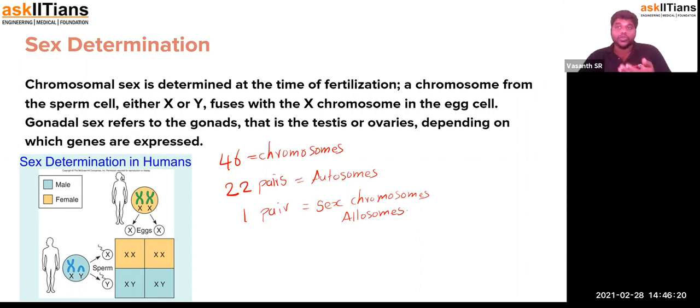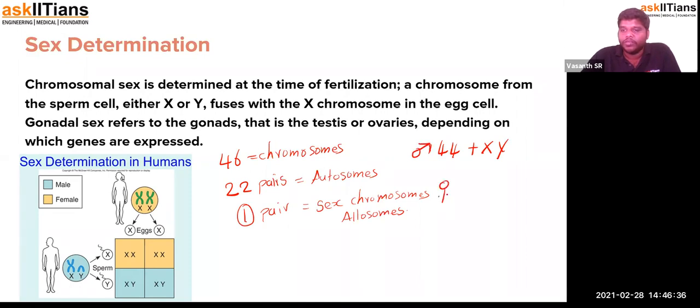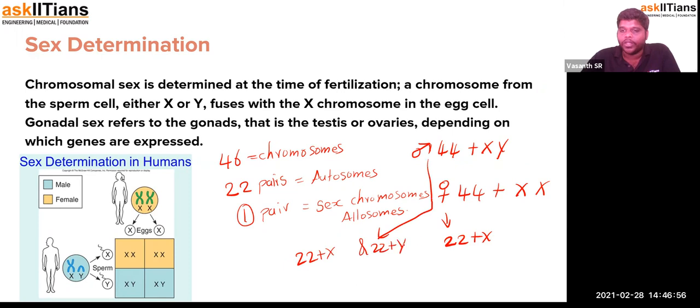So in this, during the sexual differentiation, a male will have 44 plus X and Y. This is for a male. But for a female, it will be 44 plus XX. So when the gametes are formed, in female it is always 22 plus X. But in the case of male, there are two possibilities: 22 plus X is possible and 22 plus Y is also possible.